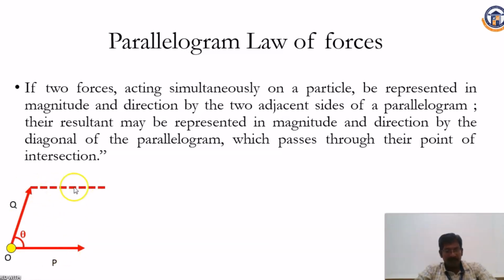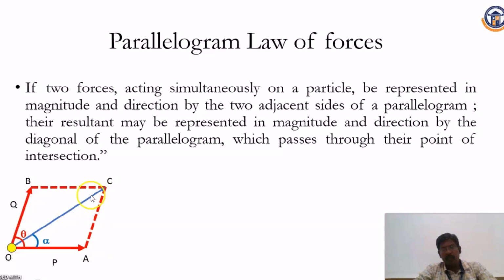So in the direction which will be parallel to this force P, and again draw a line which will be equal in magnitude of Q and parallel to this Q. So now we can observe this parallelogram. So we can name it as OABC as a parallelogram, and the diagonal will be the OC.